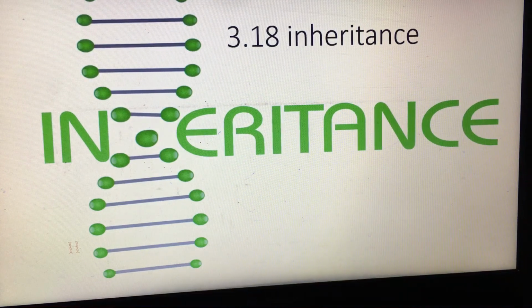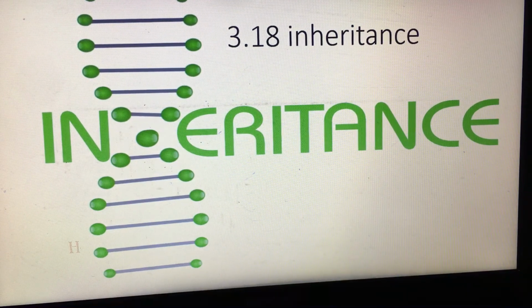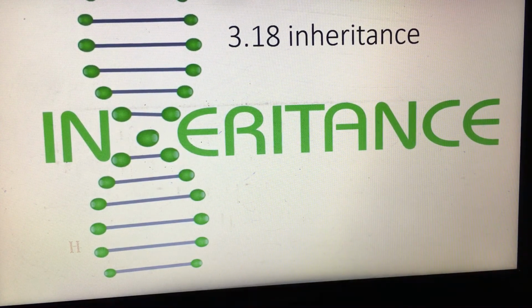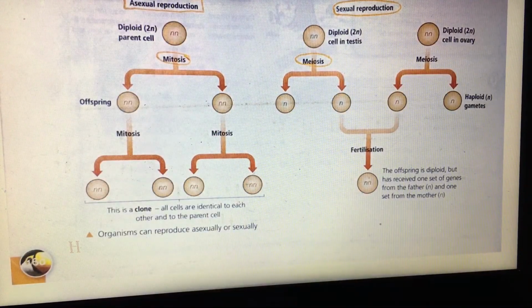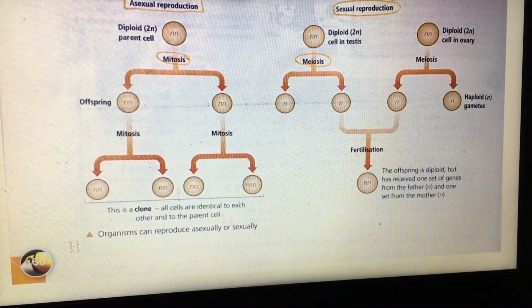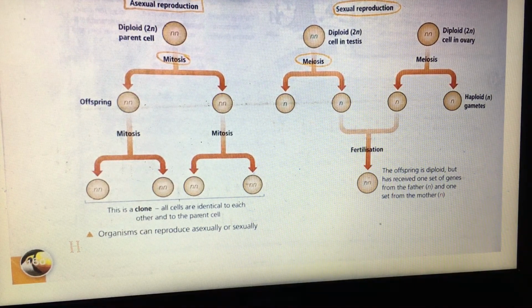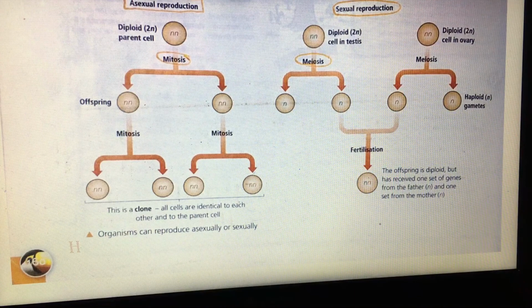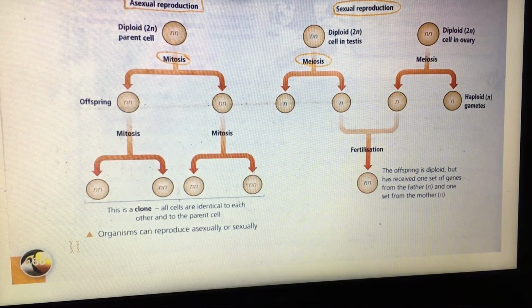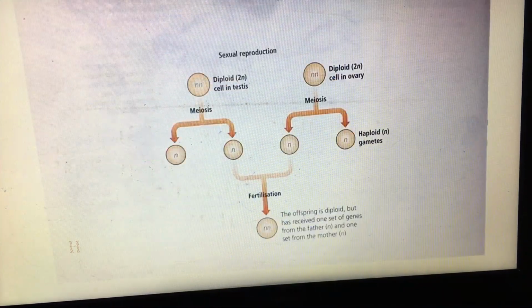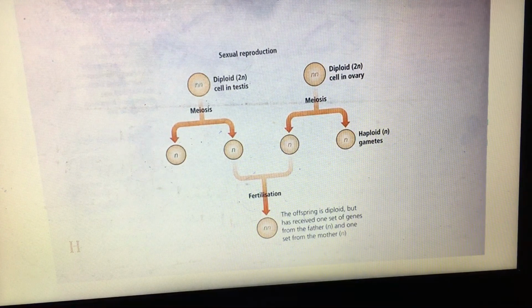Good morning. Today we are going to talk about inheritance and how the characteristics pass on from generation to the next generation. So we said before that we have two types of reproduction, which are sexual and asexual reproduction. Living organisms can pass on their characteristics to the next generation in these two ways. So let's revise sexual reproduction.